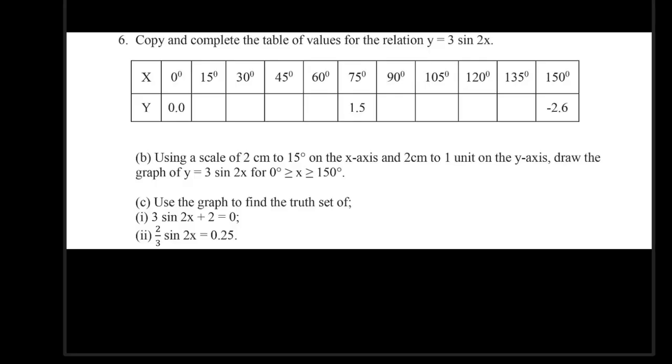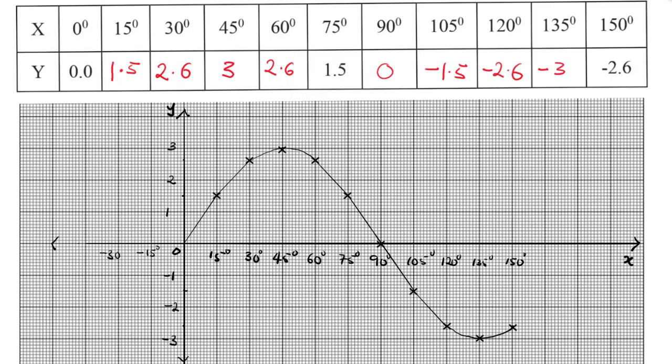That's question 6. It says use the graph to find the truth set of 3 sine 2x plus 2 equals to 0. So in this case, we're going to resolve this in such a way that we move this 2 to the other side. If you move it to the other side, it's going to be minus 2. So we're going to have y is equal to minus 2. So we're going to locate minus 2 on the graph. If we get minus 2, then we'll trace to the value of x. So when y is minus 2, x is going to be what?